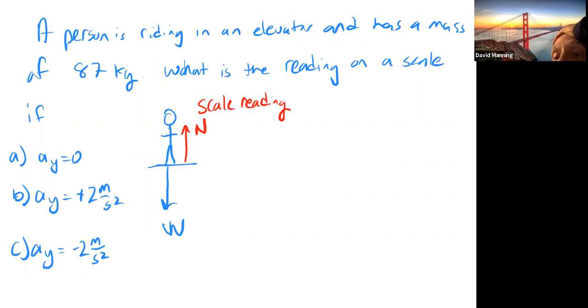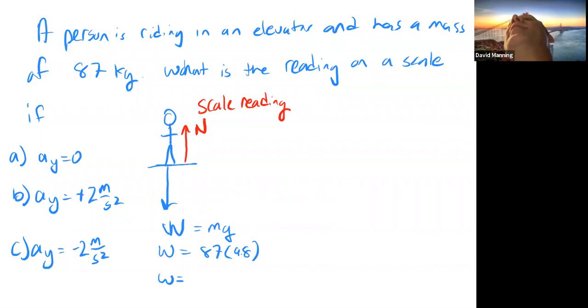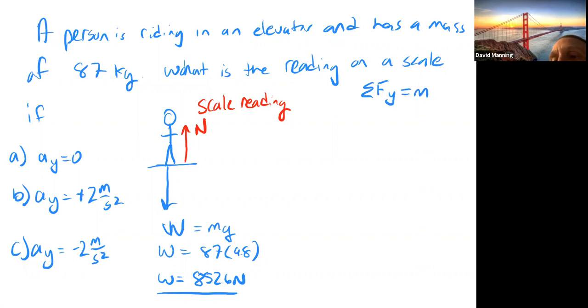Your weight is not going to change. Your weight is always mg. So your weight here is 87 times 9.8, which is 852.6 newtons. So that doesn't change. So let's take a look at how we do this. The formula is Newton's second law: sum of the forces in the y equals may.